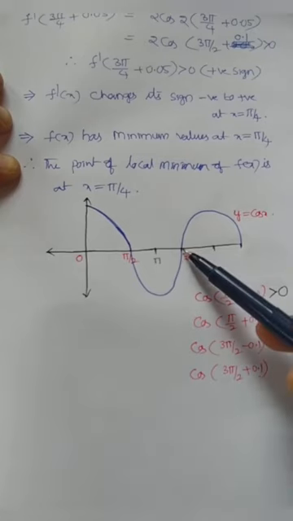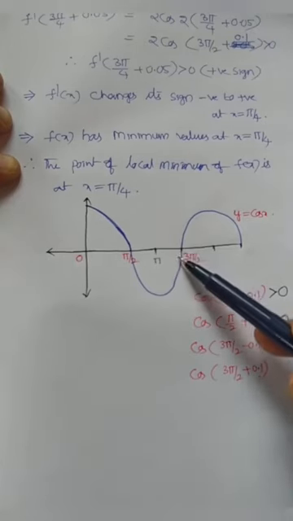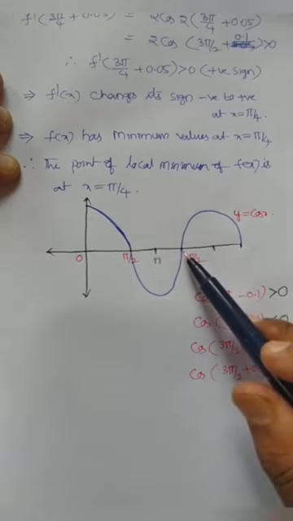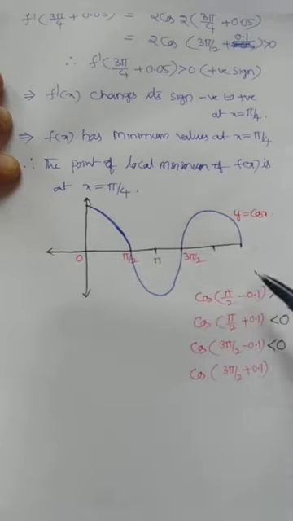3 pi by 2 minus 0.1 means here the 3 pi by 2 is there. Lesser than 3 pi by 2 means here. Where is the curve? At the negative side only. So we have taken it as negative. So now 3 pi by 2 plus 0.1, what is it?